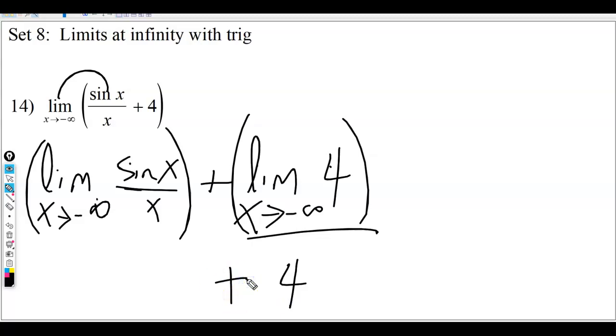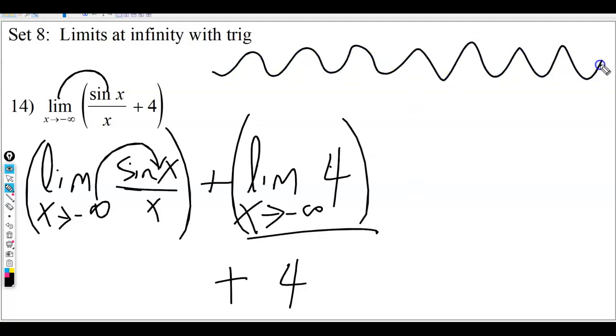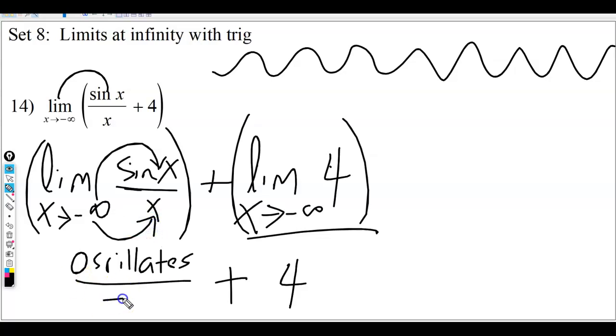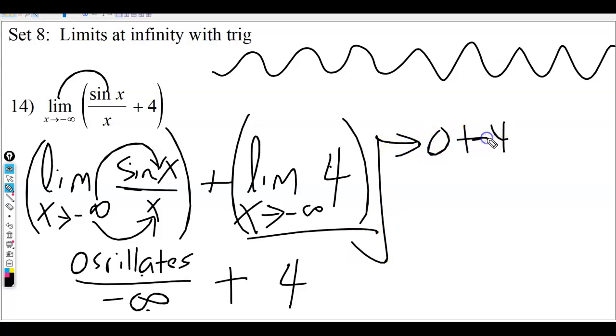The top, if I plug in infinity to a sine function, it wiggles. So as I go to the right and left, it never reaches a limit. So we call that oscillating. And on the bottom, I get negative infinity. We talked about how when you have an oscillation with sine or cosine divided by infinity, the answer is 0. So this comes out to be 0 plus 4, which is 4.